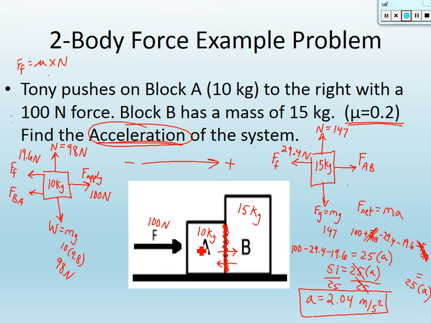Is block A going to accelerate at 2.04 meters per second squared? It is. It's going to move to the right. What about block B? Since they are connected, they are going to move at the same rate, 2.04 meters per second squared. Okay. Pretty easy, right, guys? That's pretty easy. But hey, let me ask you this. What if they asked you to solve for the magnitude that block A puts on block B?